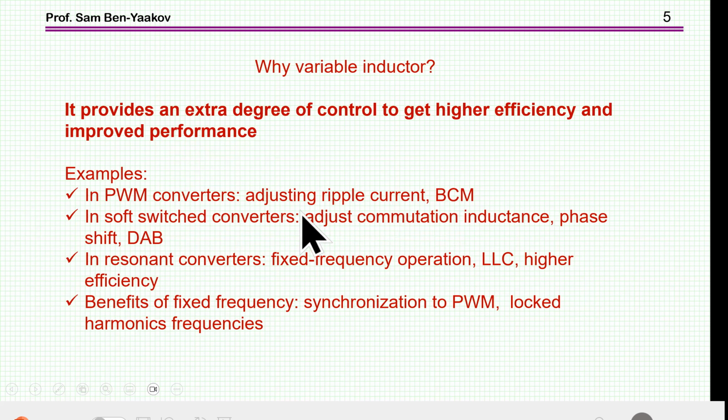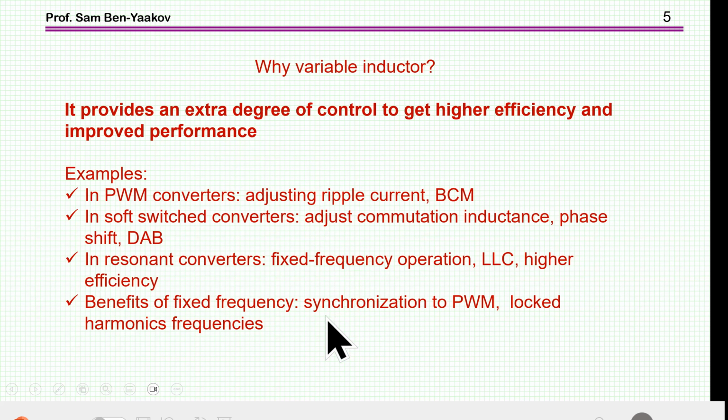And in a soft switching converter, we can adjust the inductance that is providing zero voltage switching so that at low power we can also get good zero voltage switching. And in a resonant converter, we can actually work at a fixed frequency because by changing the inductance, we are changing the resonant network. What is important is the ratio between the switching frequency and the resonant network. So by changing the inductance, we can actually work at a fixed frequency.